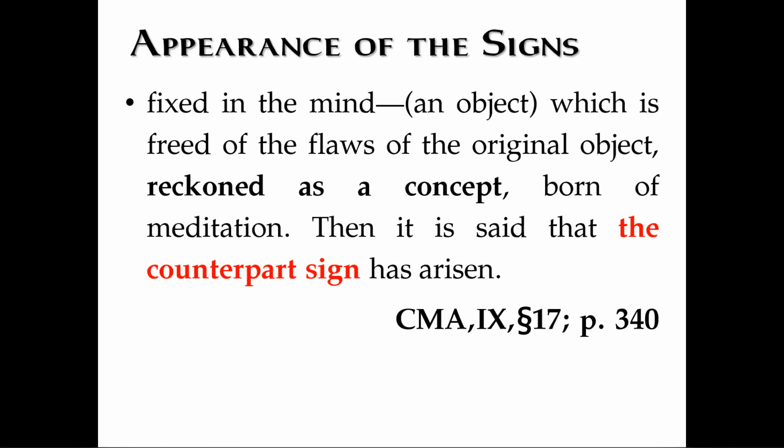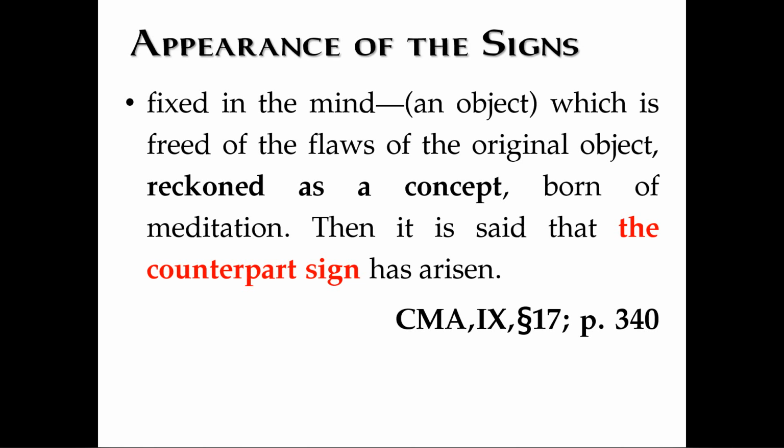An object which is free from the flaw of the original object. Actually, free from the flaw of the original object means, when you see the earth disk, then you can see the earth element. You have to use your hand to prepare it, and you can see some touching, some fingerprint on the earth disk. You can see them. These are the flaws.